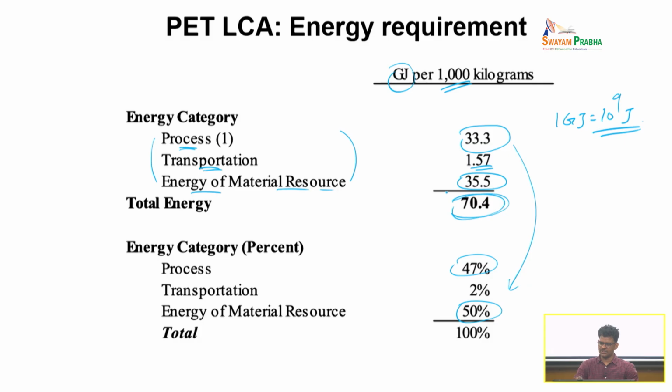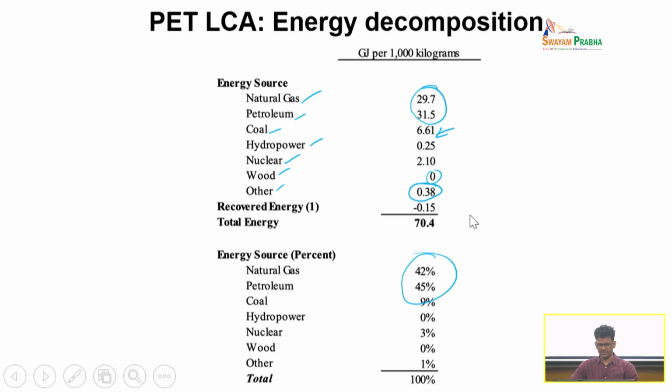Basically, if I go back to this table, I mentioned that for 1000 kg you have 70.4 gigajoules. For 1 kg this will be 0.074704.